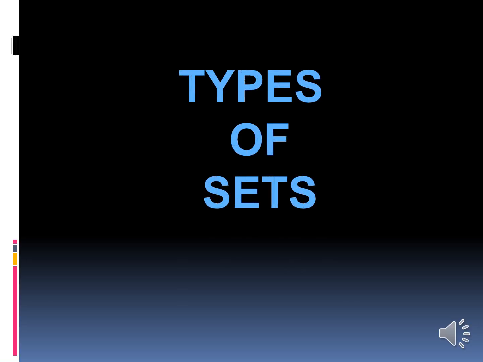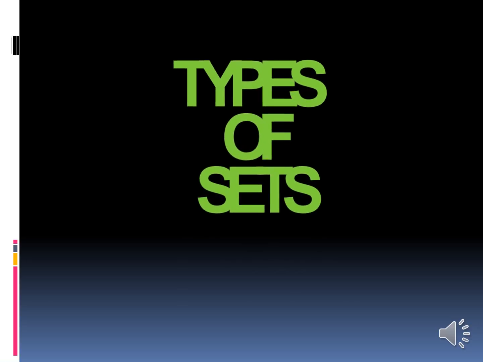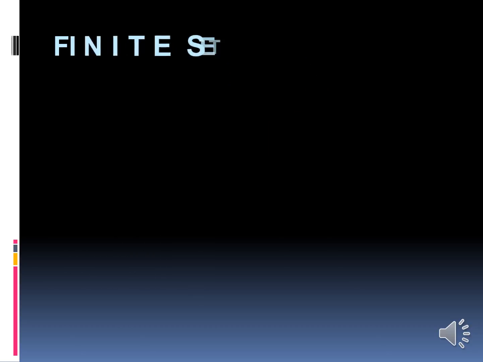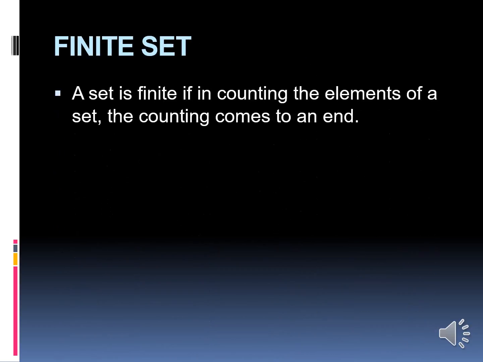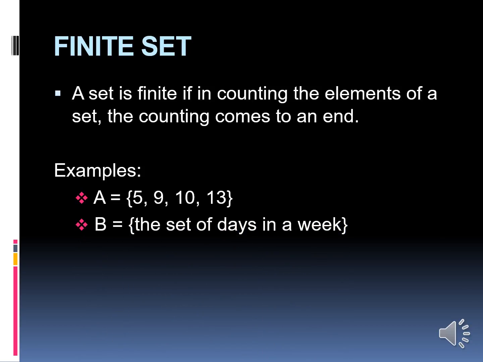Now we also have types of sets. The first type of set is the finite set. A set is said to be finite if in counting the elements of a set, the counting comes to an end. For example, set A has the elements 5, 9, 10, and 13. So if we count the elements, we will end at 4. So there are 4 elements: 5, 9, 10, and 13.